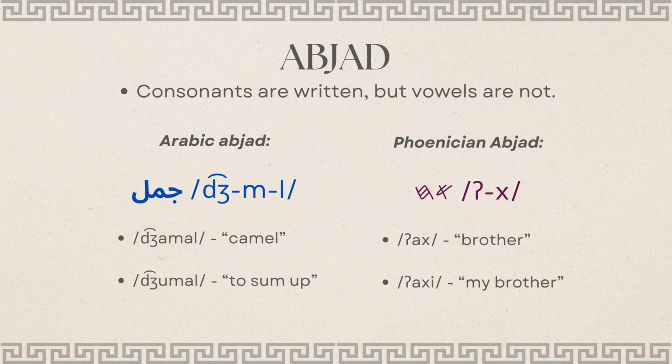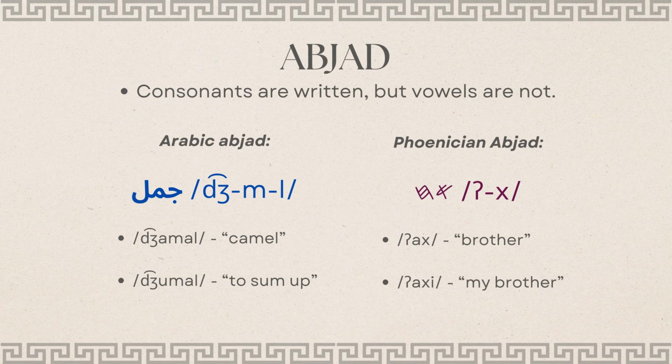consonant. Now there's another type of common writing system called an Abjad. And this is where consonants are written, but vowels are not. The reader determines what the vowels are based on context. So take this sequence of glyphs, for example, in Arabic, j, m, l. You could pronounce it as jamal, camel, or you could change the vowel from a to u, jumal, which means to sum up. They're written the exact same way without the vowels. They just represent the consonants, and the vowels are inferred based on context.